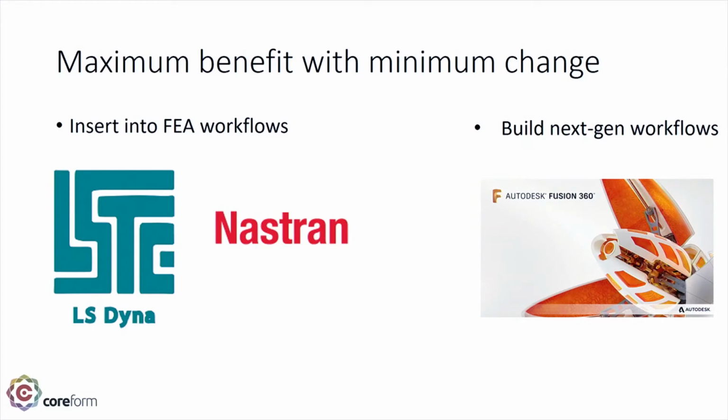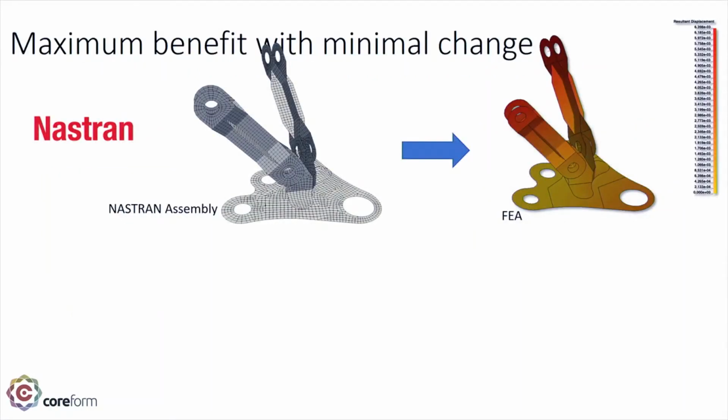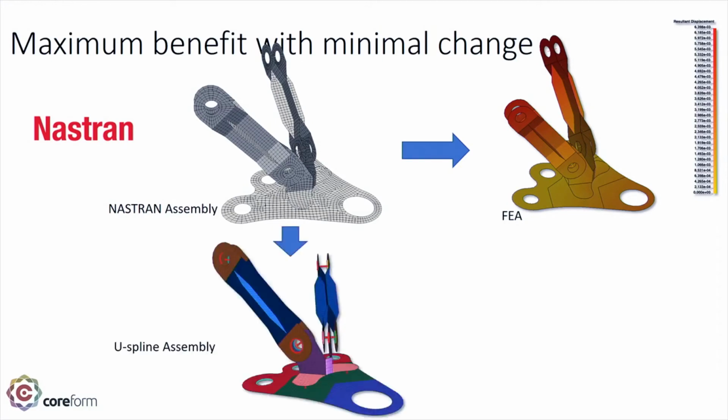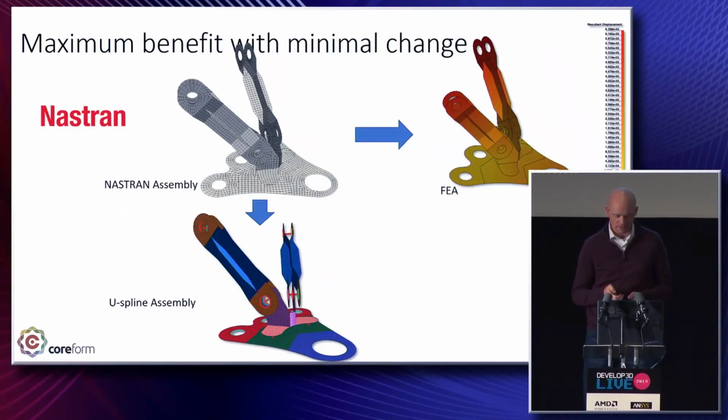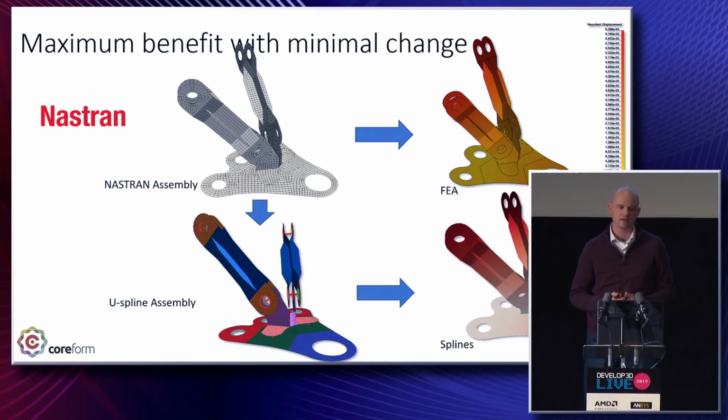So how can you actually bring this into your workflow? Well, you can get maximum benefit with very minimal change. We're able to insert this both into current FEA workflows by leveraging the meshes that you already have, and also build this with next generation workflows. So let's take a look at Nastran, one of the most venerable formats for FEA. Traditionally, if you just make a Nastran assembly, you run a simulation on that mesh. We can take that same Nastran assembly and with the unstructured U-splines, convert each of those parts to a smooth U-spline model. We can convert the connectors as well, the loads and boundary conditions, and run a spline-based simulation right on that same mesh model. So you can use your existing data.